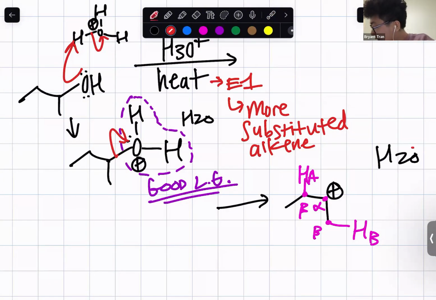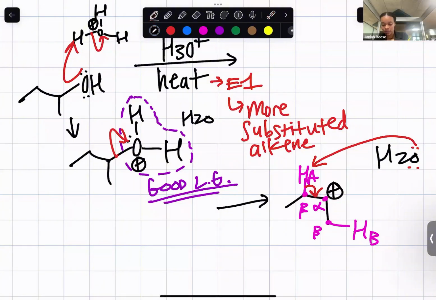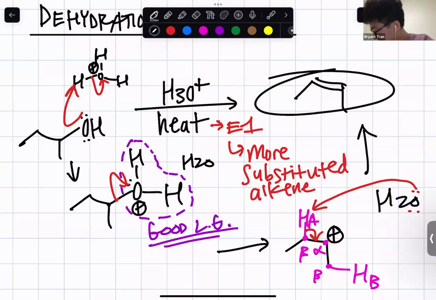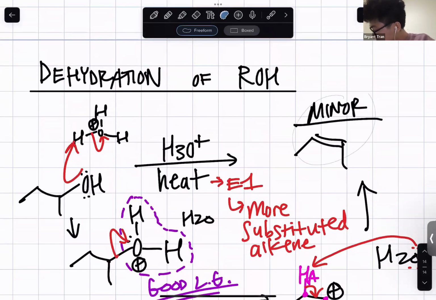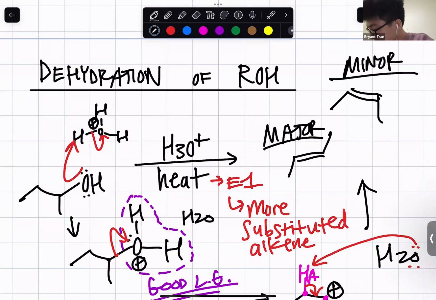So that's the one that the base, in this case water, is going to grab, and the bond between HA and carbon right there is going to make a double bond right here between the alpha and beta carbon. Like that, right? And that's going to give us this alkene right here. But this that I just drew out is the minor product, so let's not draw that as the major product. That's because the major product would be this right here, right? The trans alkene. The trans alkene is major over the cis alkene.